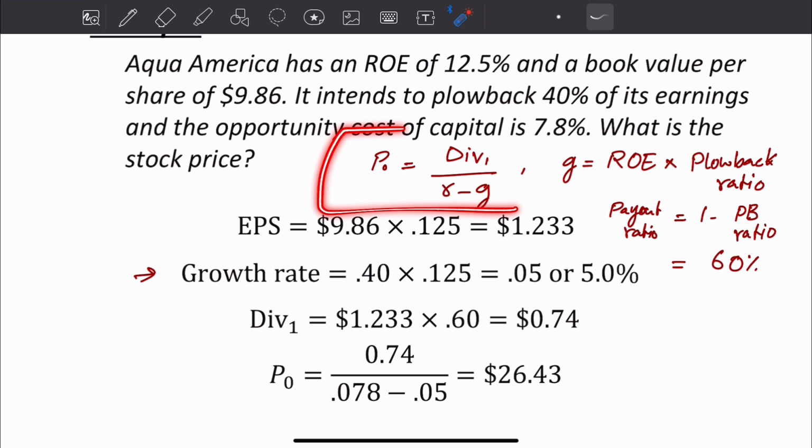Now we can go to our original formula, the Gordon model, and we take the 74 cents divided by R minus G. R is 7.8%, minus G, we calculated from here, 5%, and we get the stock price of $26.43. Okay.